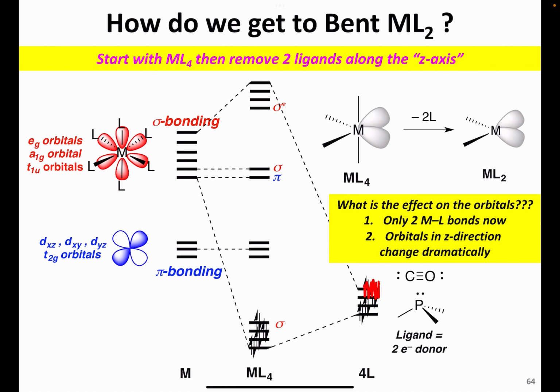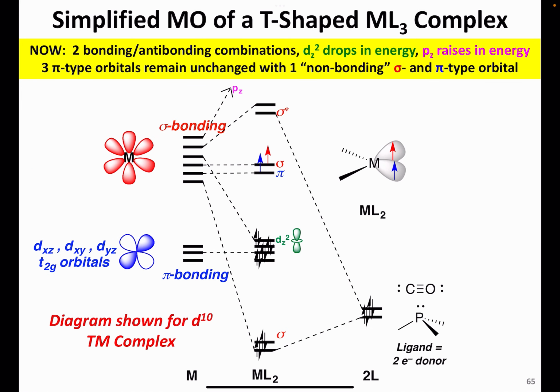Now we only have 2 ligands, and so we're only going to form 2 bonding combinations and 2 anti-bonding combinations. Remember that there are 2 orbitals here that aren't going to be used, the dz squared and the pz orbital. The dz squared is going to drop way down in energy to match the other d orbitals that are not engaged in sigma bonding, while the pz is going to jump up in energy because it's a 4p type orbital. So in the MO diagram for an ML2 fragment, the dz squared dropped down in energy and the pz went way up in energy.